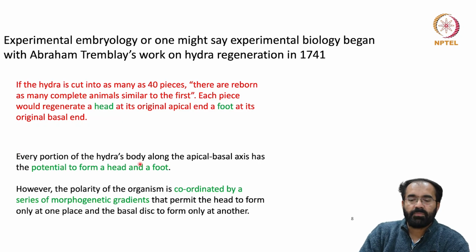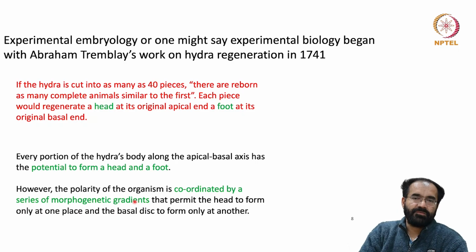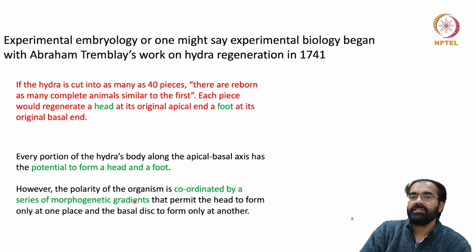Every portion of hydra's body along the apical basal axis has the potential to form head and foot. Every piece has the potential, whether it's a belly piece, neck piece, body piece, foot piece or head piece, doesn't matter. However, the polarity of the organism is coordinated by a series of morphogenetic gradients. Gradients means they are present in different concentrations. Say if I say head gradient, in the head it is maximum. As it moves away from the head, it is going to be lower, lower, lower, and towards the foot region, it is the least.